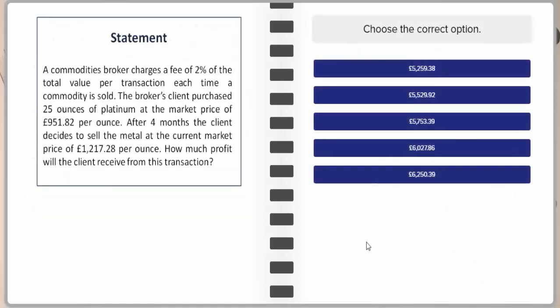Choose the correct option. A commodity broker charges a fee of 2% of the total value per transaction each way of the commodity sold. The broker's client purchases 25 ounces of platinum at the market price of 195.82 per ounce. 25 ounces, so we have to multiply this. So hume transaction ki value mil jayegi.